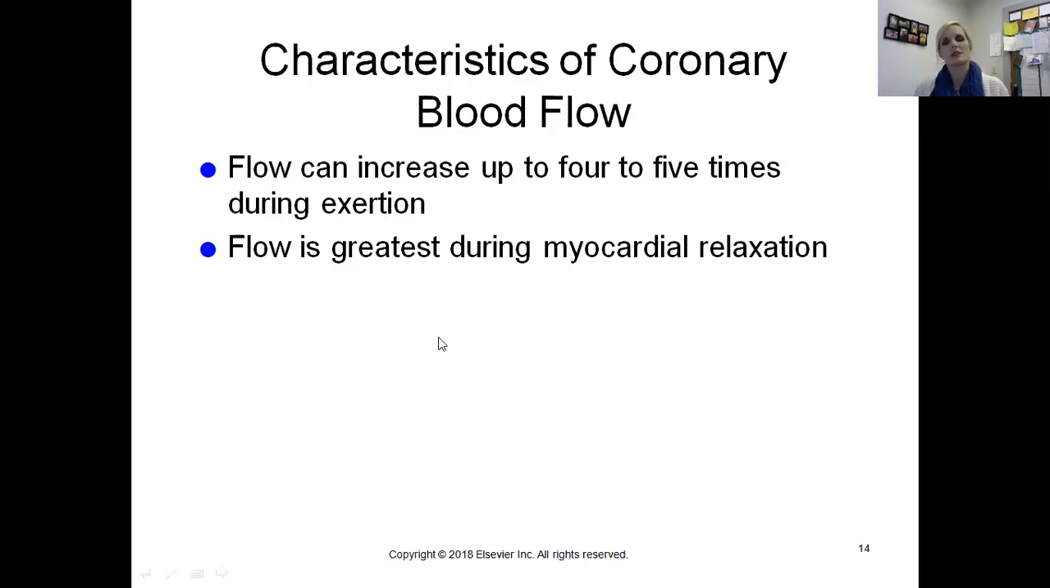So this is something that is also important with our hearts, that blood flow can actually increase up to 4 to 5 times during exertion. So during exercise, you're exerting more, your heart is beating faster, so it can cause the extensive flow to take place. So flow is greatest during a myocardial relaxation.